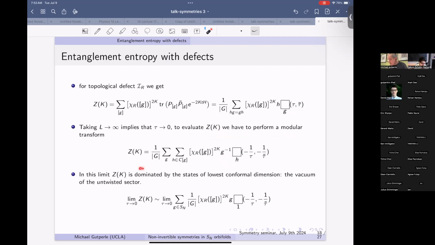So what this means is that after the modular transformation, in this limit, this partition function is dominated by the states with the lowest conformal dimension, which is the vacuum of the untwisted sector. So in this limit, which is tau prime to infinity, tau to 0, we're completely in the untwisted sector. Now, I'm running a little bit out of time.